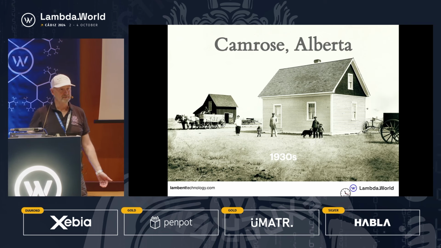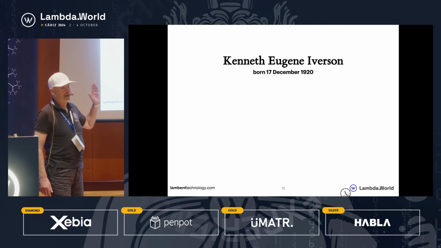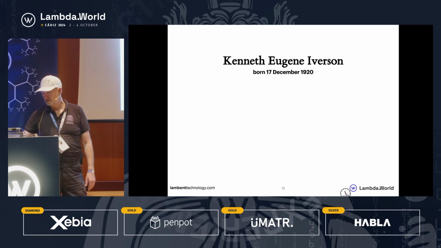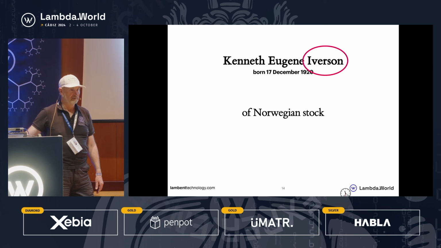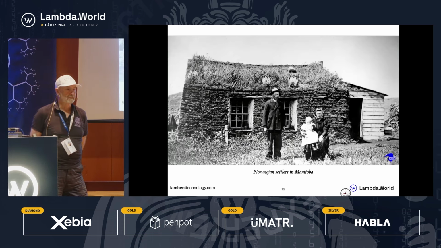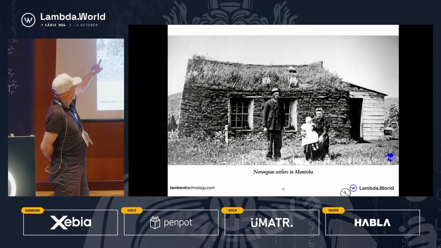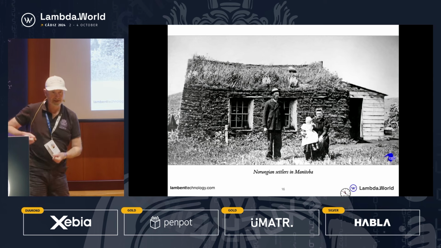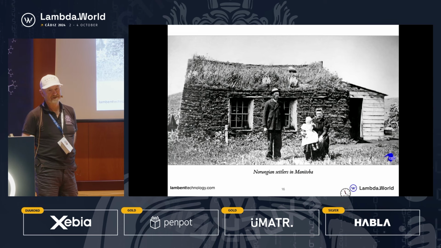The Scandinavians came there. Kenneth Eugene Iverson was born there in 1920. Iverson is a Norwegian name, anglicized from the original. This is Ken. The Scandinavians were used to tough environments. Here's some Norwegian settlers on the prairies. The house is made of sod, as they call it, cut out from the earth, because there's very few trees on the prairies and no stone to be had.